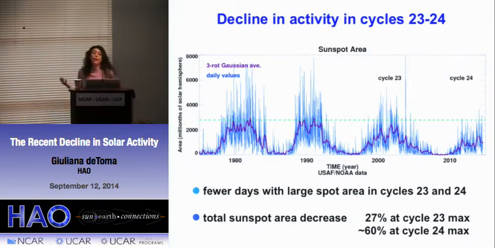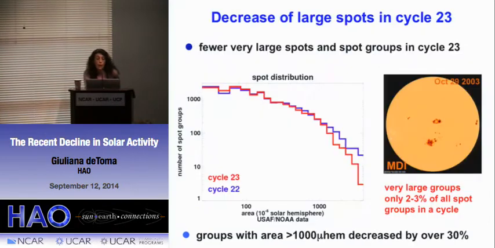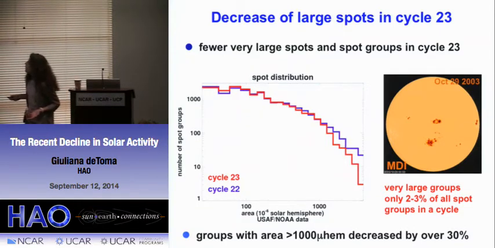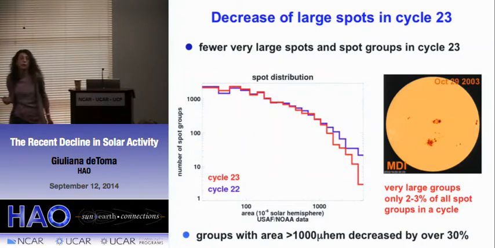Now, we not only have the total sunspot area, we also have data that tell us the area and location of individual spots. So we can look at the distribution of fluxes of spots over the sun. What I'm showing here are two curves showing the number of spot groups as a function of spot area. This was a surprise to me when I first looked at this plot. There is absolutely no scaling factor here. And you find that indeed cycle 22 and 23 track each other, the distributions track each other very nicely.